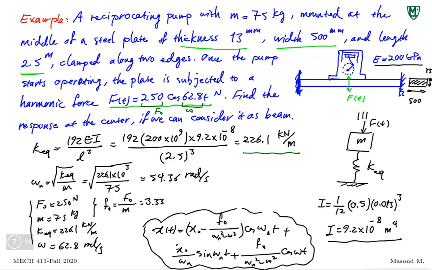Now the problem is we have everything except initial conditions. How do we find initial conditions? The pump is sitting on this beam. So there is no initial velocity. I turn on the pump, it starts creating this harmonic force in the beam. So no initial velocity. That I'm good. If I put initial conditions here, initial velocity is 0.